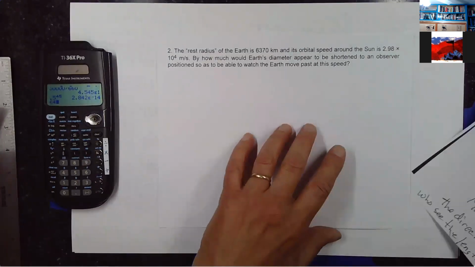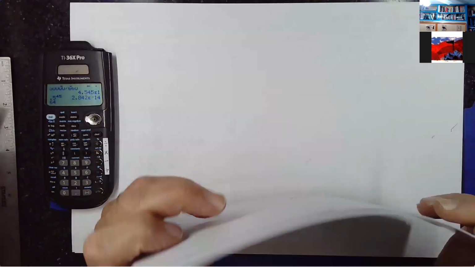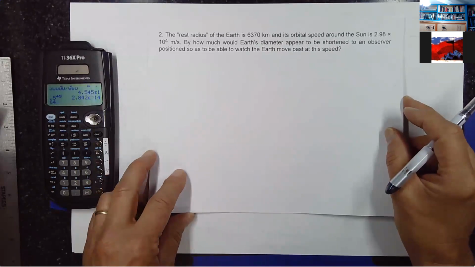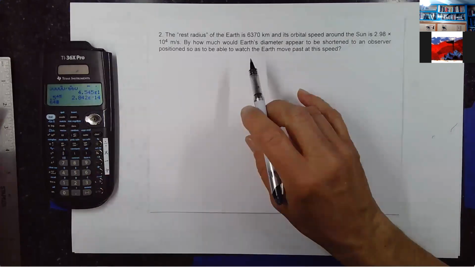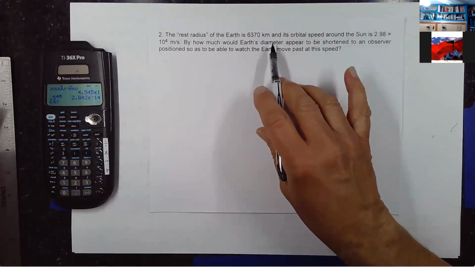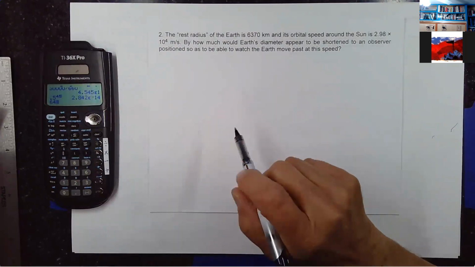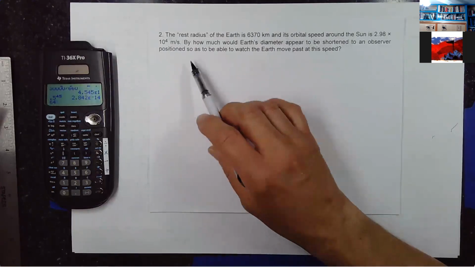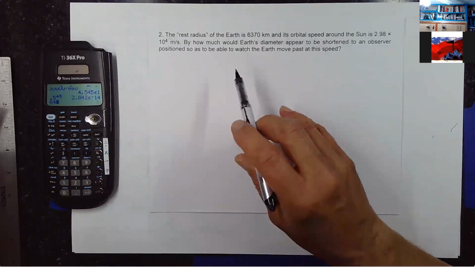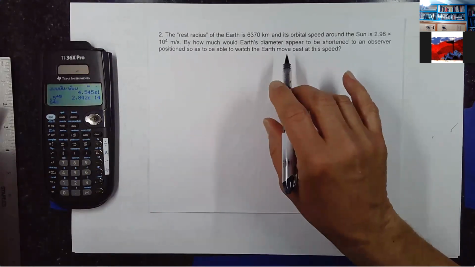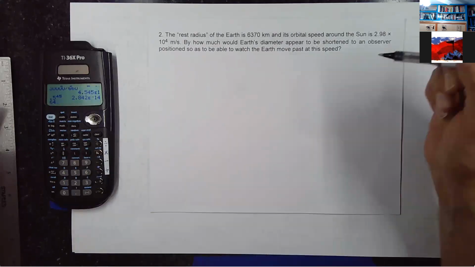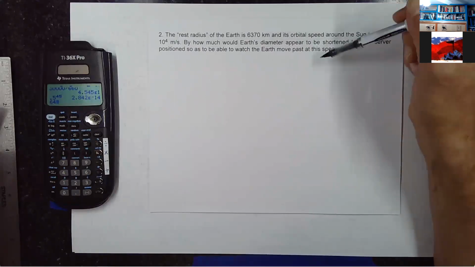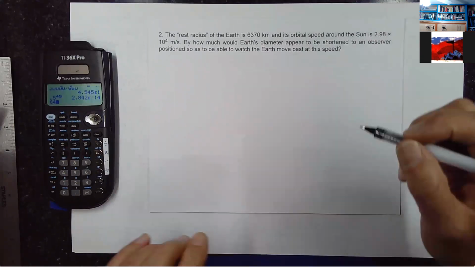Okay, well, let's think about that length contraction bit. That's what the other thing is called. The rest radius of the Earth is 6,370 kilometers, and its orbital speed around the sun is 2.98 times 10 to the 4th meters per second. By how much would Earth's diameter appear to be shortened to an observer positioned so as to be able to watch the Earth move by at that speed?